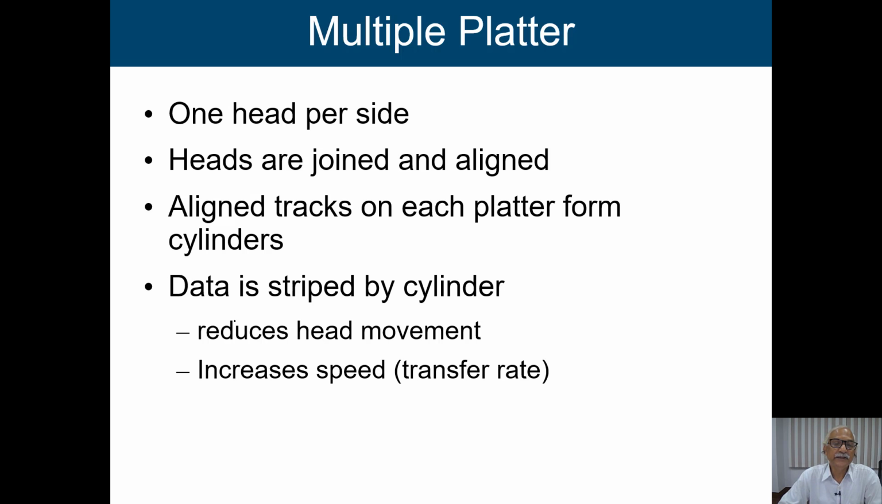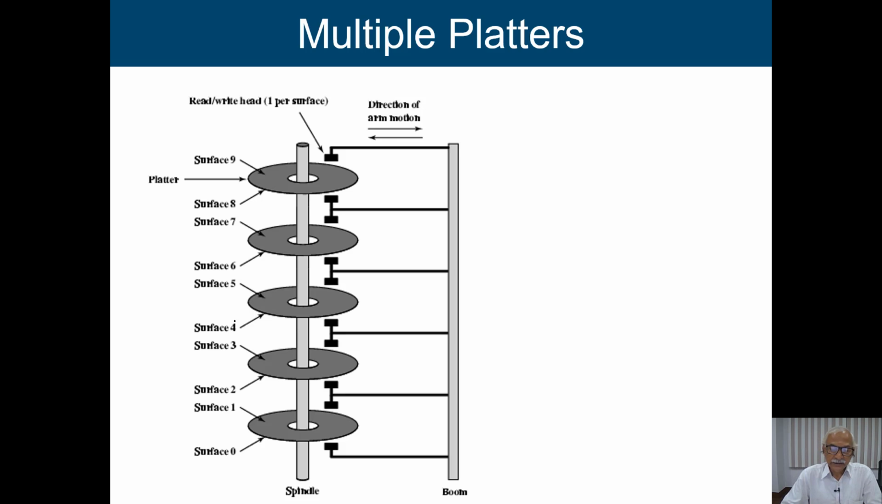Data is striped by cylinder, then what will happen? Then it reduces head movement. Secondly, it increases the speed since the head movement is reduced. Okay, we'll see this thing. Now you just see this is the disc pack. Already I said we are having several platters. In both the sides we can store our information. It is a movable head, so the head moves inwards and outwards.